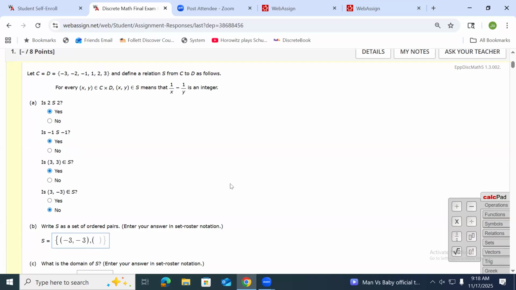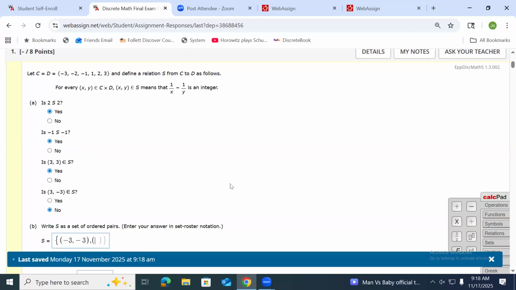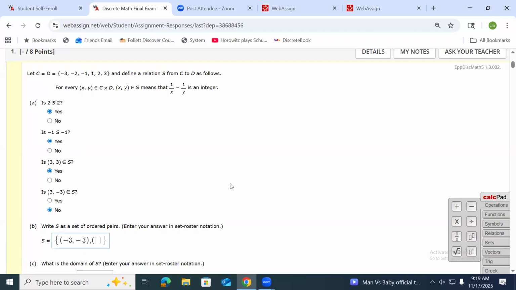Who remembers what reflexive means? Every number in the set is related to itself. Because for any value of x and y, 1 over x minus 1 over y would be 0 if x and y are the same number, right? And 0 is an integer. So -3 would be related to -3, -2 would be related to -2, -1 would be related to -1, +1 would be related to +1, 2 would be related to 2, and 3 would be related to 3. So that's true. Everything is related to itself, according to that definition.